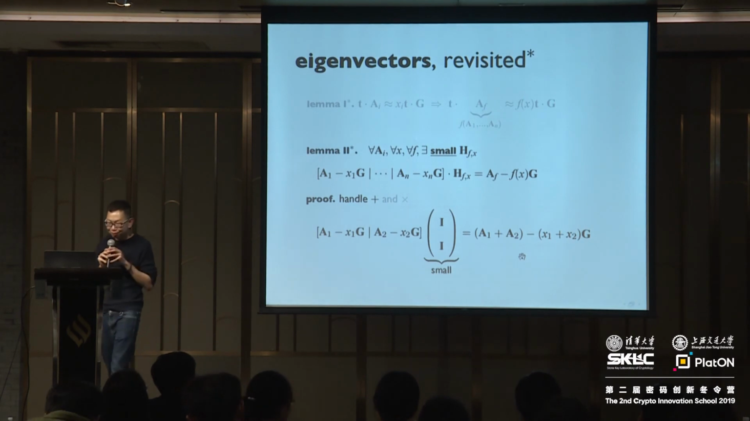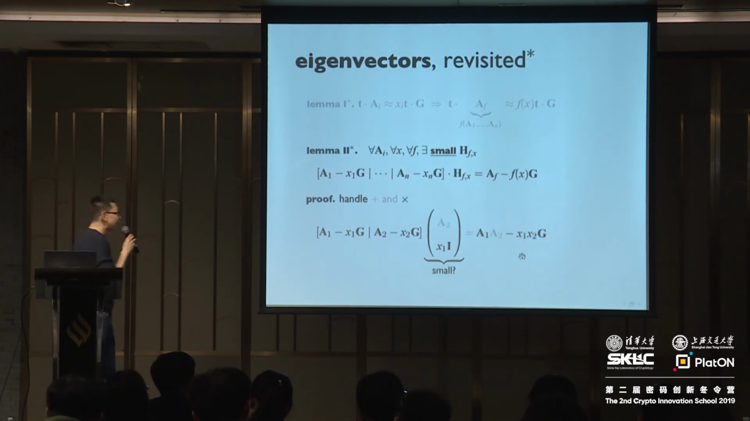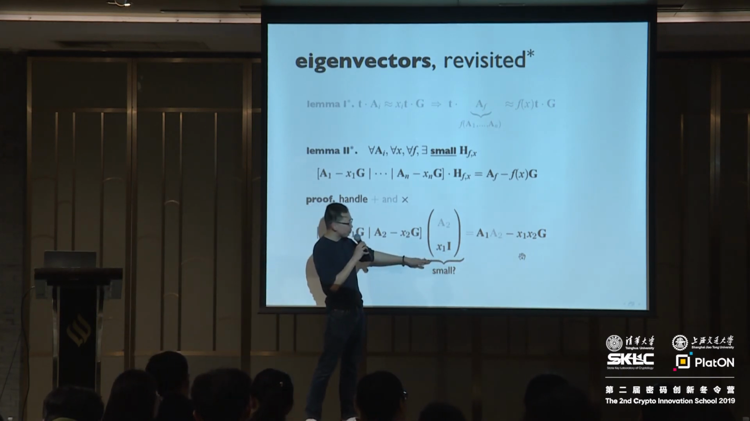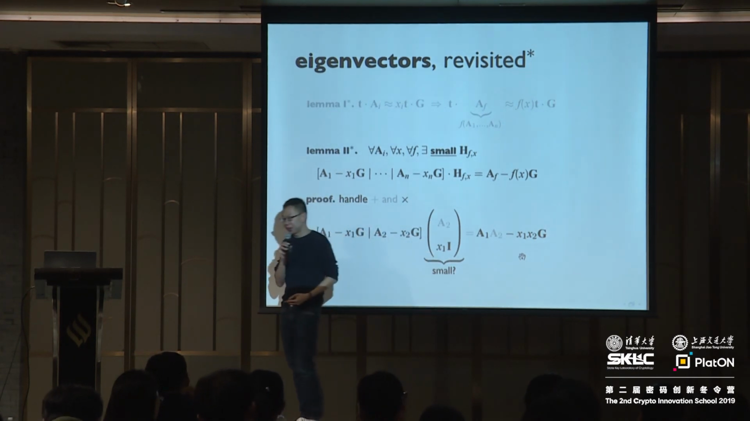Alright, so the interesting part is multiplication. Now I want to use the construction as before. This is basically the same H from before, except I have A2 here and X1I over here. That's the H that we have.